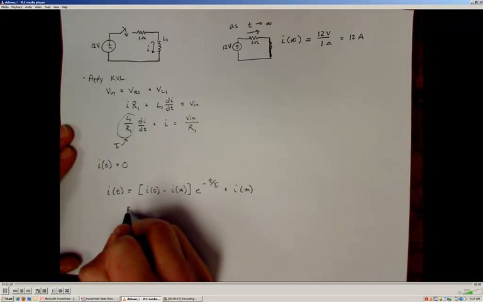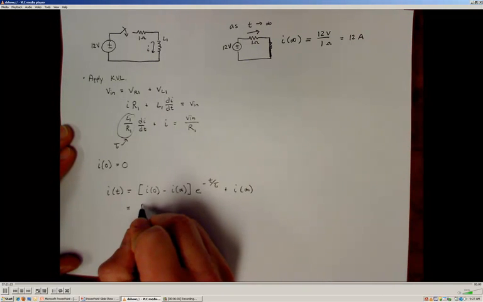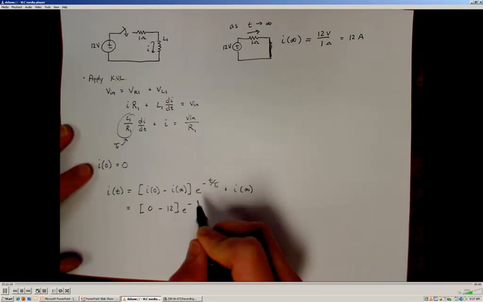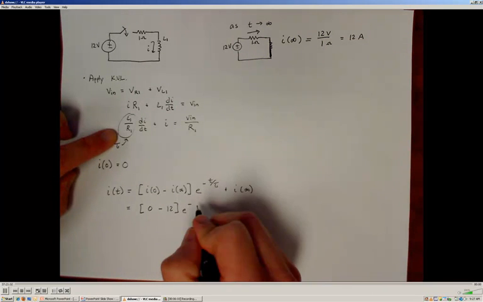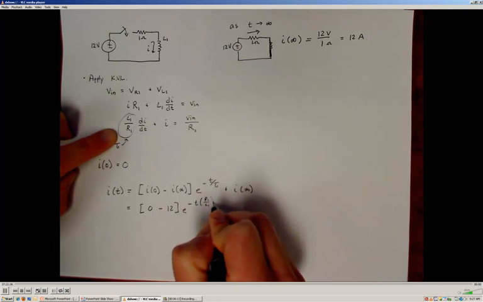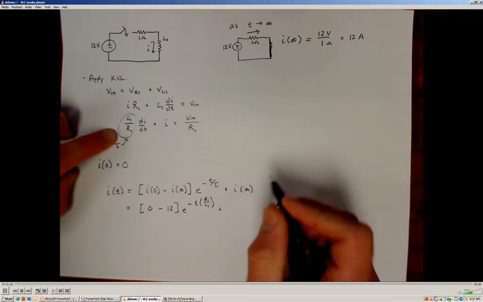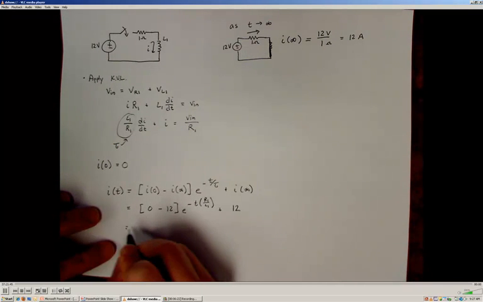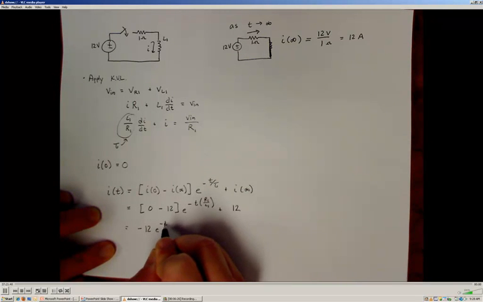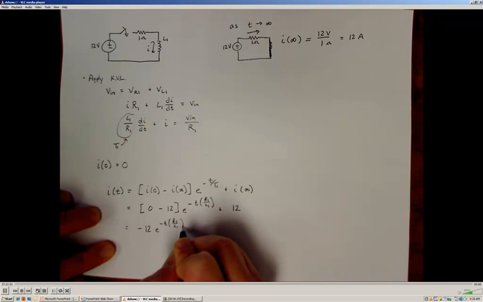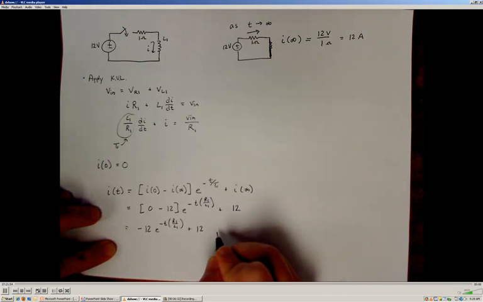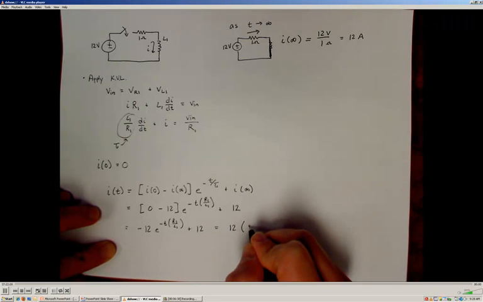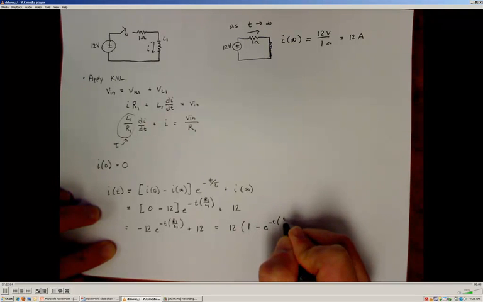In this case, we know what these values are, so we're going to have 0 minus 12 amps times e to the negative t over tau. Since tau is L over R, that's going to be t times R1 over L1, plus our steady state value, which is 12. Rearranging this a bit gives us negative 12 e to the negative t times R1 over L1 plus 12. Or we could rewrite this as 12 times 1 minus e to the negative t times R1 over L1.